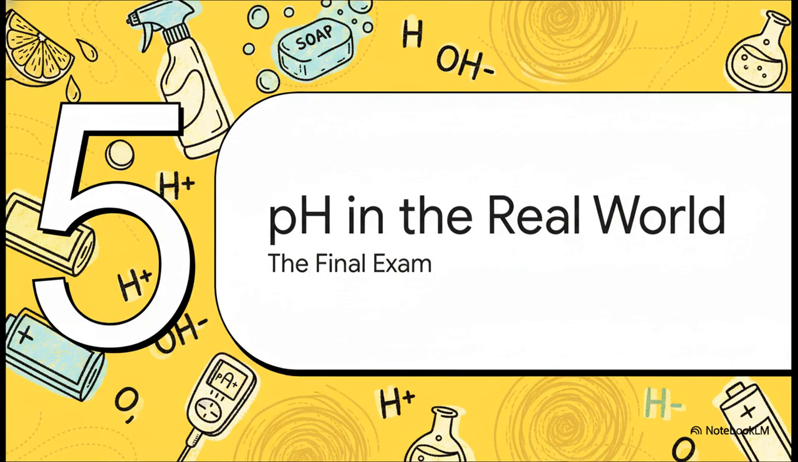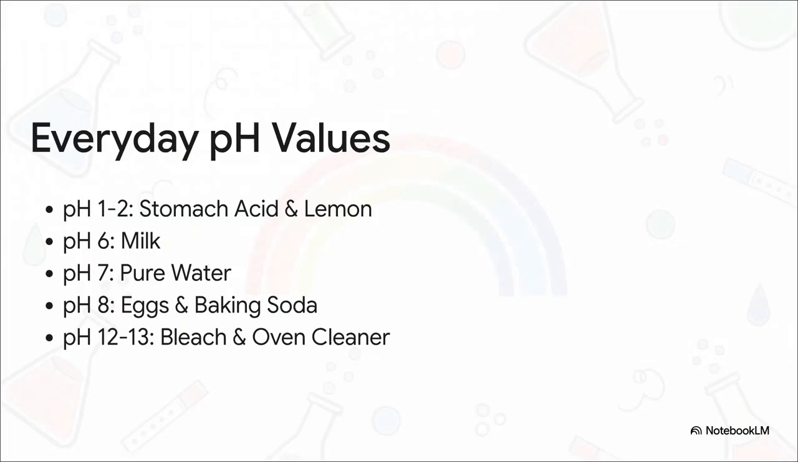Finally, Section 5, pH in the real world, the final exam. Let's take all these abstract chemistry concepts and anchor them to the stuff sitting in your house right now. Lock this quick list in your mind. Way down at the dangerous, highly acidic end, sitting between a pH of 1 and 2, you've got the gastric fluids inside your own stomach and lemon juice. Moving up toward neutral, milk sits slightly acidic, right at pH 6. Pure water is your perfectly safe, neutral haven at exactly pH 7.